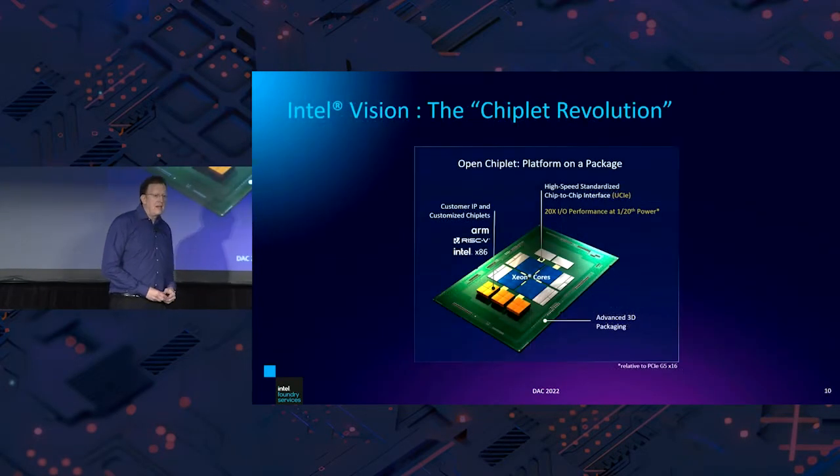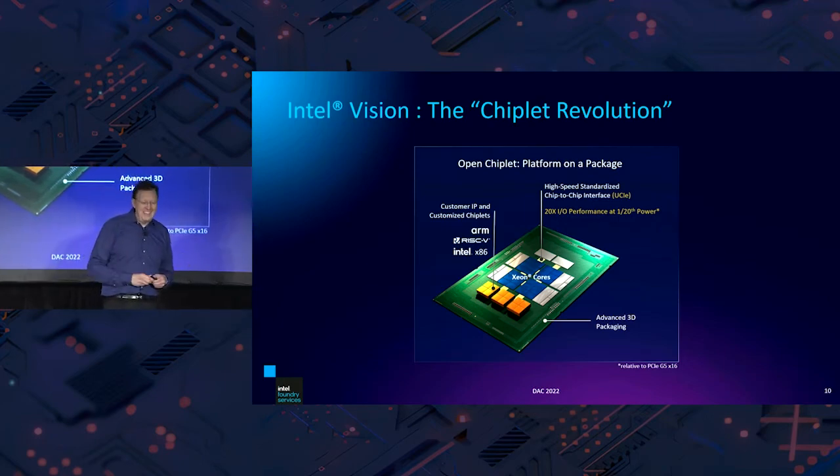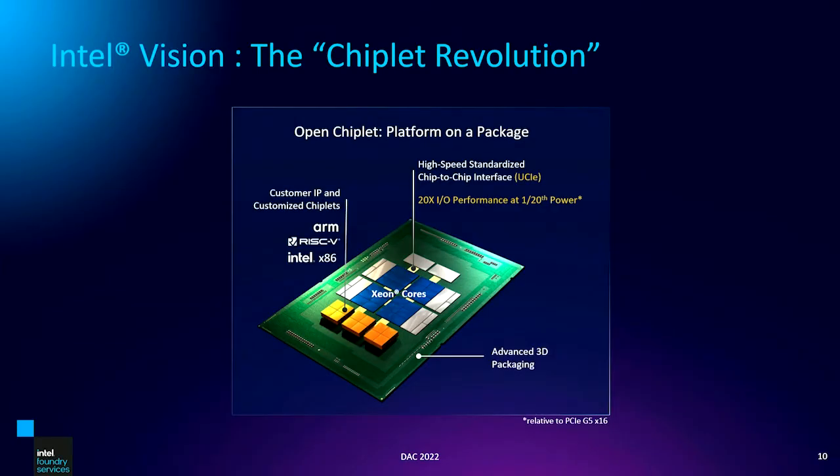Next, of course, we have the Intel vision. We call this the chiplet revolution. I'm not a marketing guy, but it's nice to be part of a revolution. So in this chiplet revolution, we have interconnect, UCIe.